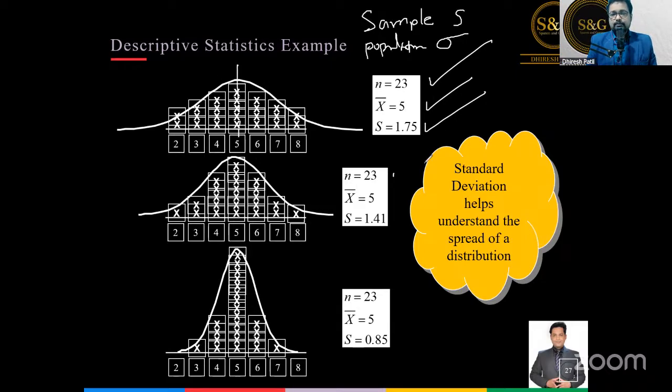The next one, same sample size, X bar is 5 only, so the center remains same, mean remains same, but you can see a little less dispersion, so standard deviation has reduced. Can you see here? Lesser the dispersion, lesser the standard deviation. And look at the third sample, the same data points, same average, the center remains same, but look at the standard deviation, 0.85. The spread is very, very low. The process is very much closely bounded. So standard deviation helps to understand the spread of the distribution.